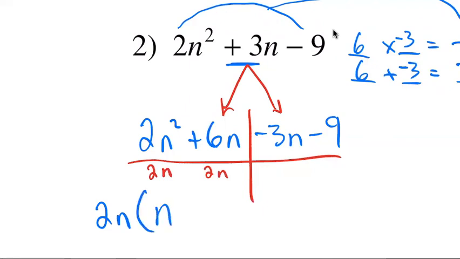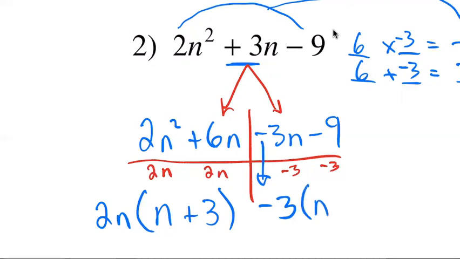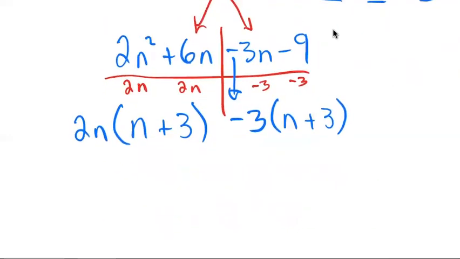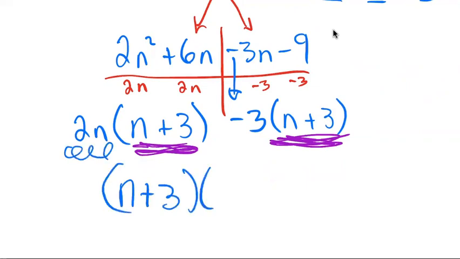2n squared divided by 2n leaves me n. 6n divided by 2n leaves me 3. I go to my next bracket, minus 3n minus 9. My greatest common factor is a 3. Remember, it's got to be a minus 3 because this is minus. If I factor out a minus 3 from both of these terms, minus 3n divided by minus 3 is just n. And minus 9 divided by minus 3 is plus 3. And again, look, these have to be the same. So that's one of my factors, n plus 3. My other factor is made up of 2n minus 3. Done.